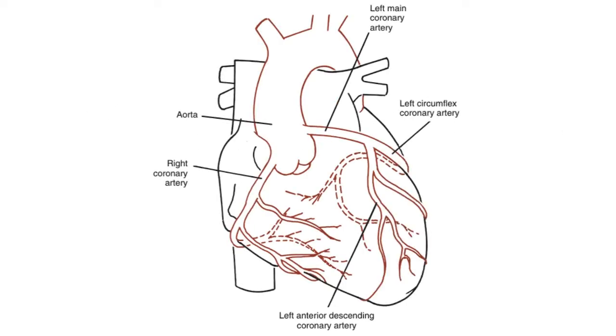The heart is supplied by two coronary arteries, the right coronary artery and left coronary artery. The right coronary artery usually feeds the inferior and posterior walls, while the left coronary artery divides into left anterior descending and left circumflex artery, supplying the septum, anterior and lateral walls.